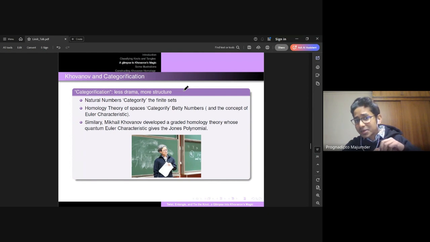So how do natural numbers categorify the finite sets? Given two finite sets, how do you compare them? There's only one structure you have, the number of elements. So I can say that, given all finite sets, I divide them into equivalence classes.